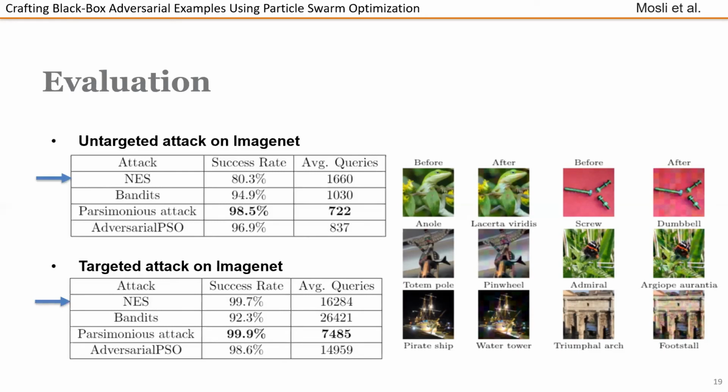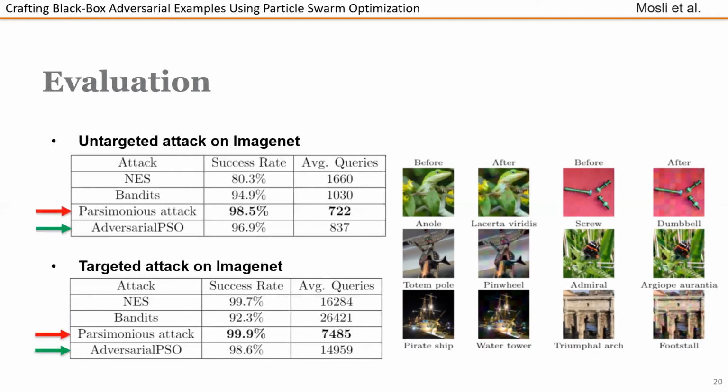The first thing I would like to point out is, although NES performed very well in the targeted setting, seen in the bottom table, it performed much worse in the untargeted setting. The difference in performance between the two settings indicates inconsistency and a heightened sensitivity to the threat model.